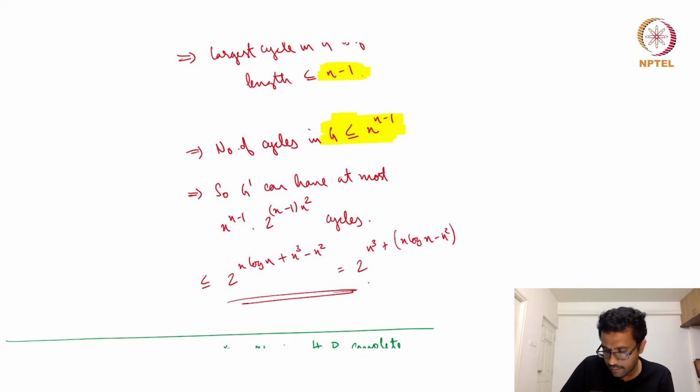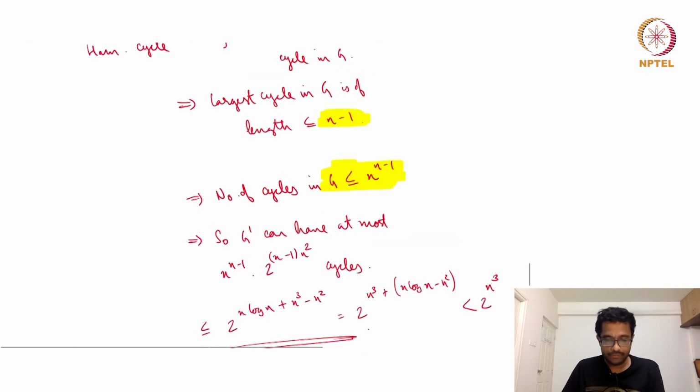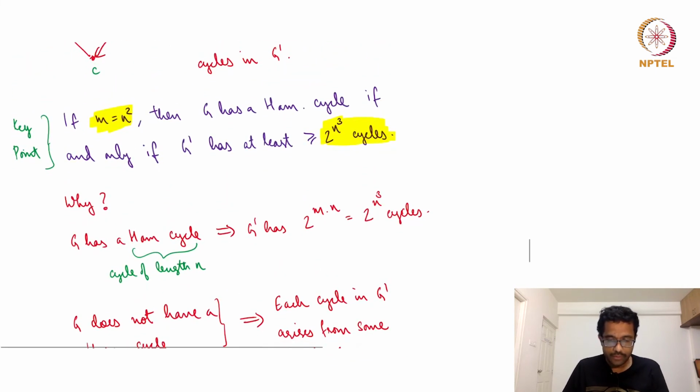So you can notice that here we have n cubed, but then we have this n log n minus n squared. N log n minus n squared is a negative quantity. So this number is certainly less than 2 power n cubed, because n log n minus n squared is a negative quantity. So this means that the number of cycles of G prime is always less than 2 power n cubed. So the number of cycles of G prime is going to be at least 2 power n cubed if and only if G has a Hamiltonian cycle.